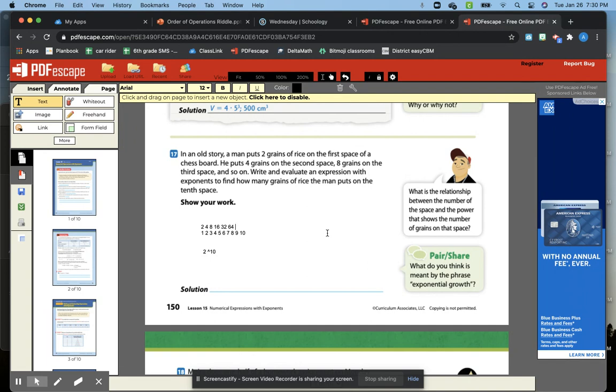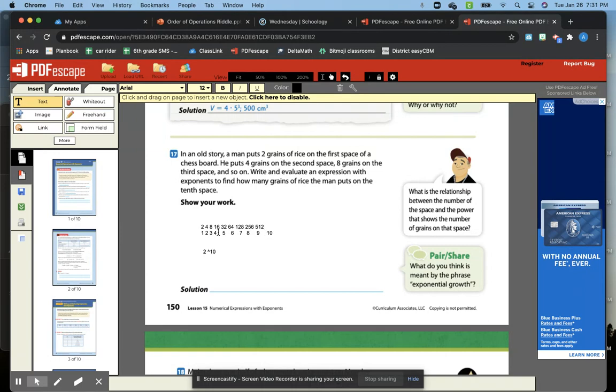64 times 2 is 128. Let me fix, my lines are getting mixed up. So that was 2 to the 7th power. And then for the 8th power, that would be 256. For the 9th power, that would be 512.